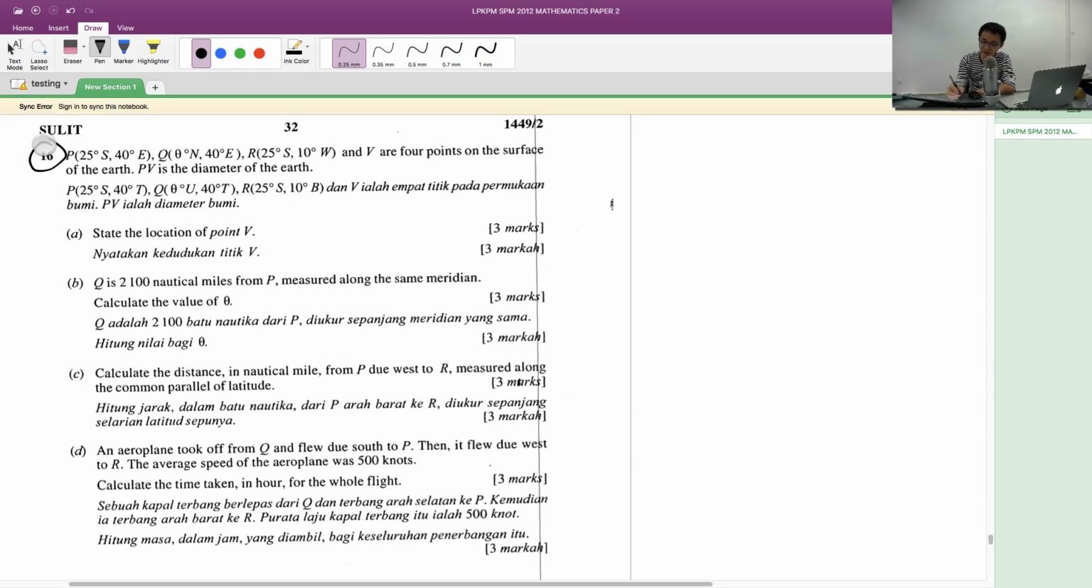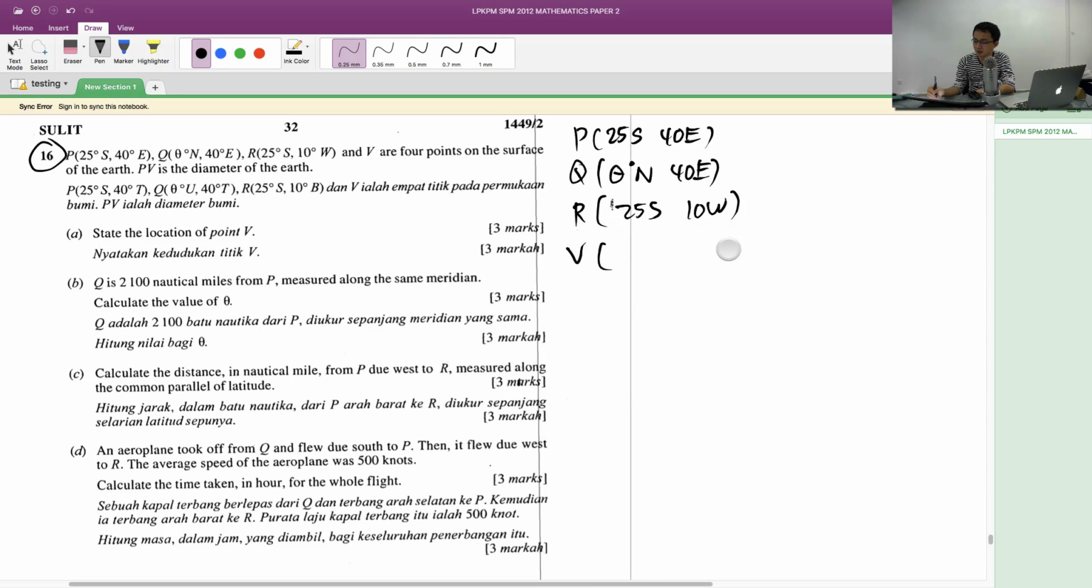When I do the Earth question, first thing is I will write down all the coordinates. P is 25S, 40E. Q is theta north, and then 40E. And then R is 25S, 10 west. And V is unknown. Unknown, I will leave it here first. Maybe I call it X and Y. It doesn't matter.